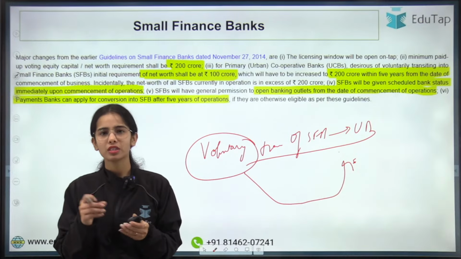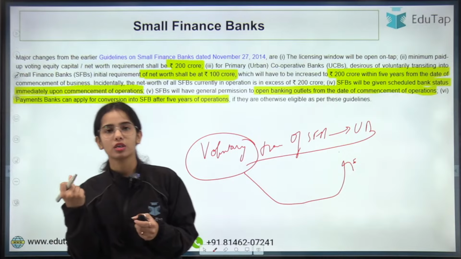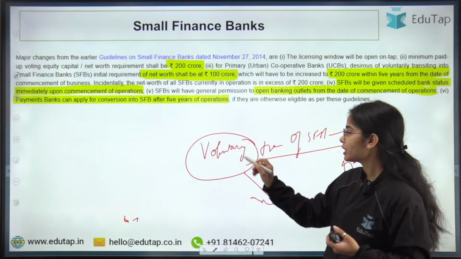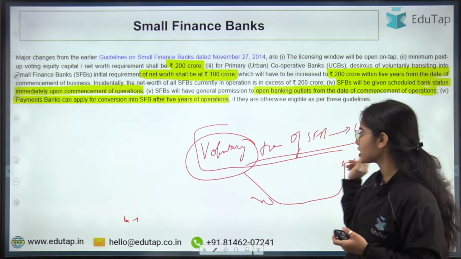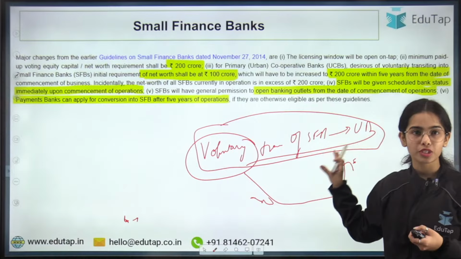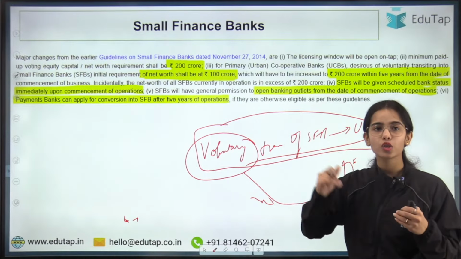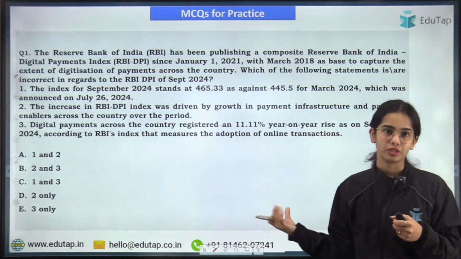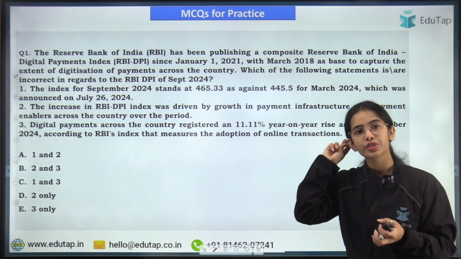Okay, so I will share the link with you so that you are able to recall what the requirements are. There is a guideline released by RBI regarding the voluntary transition of small finance bank into universal bank, and the small finance bank has to follow those directions given in the voluntary transition direction. Okay, so this is the idea.